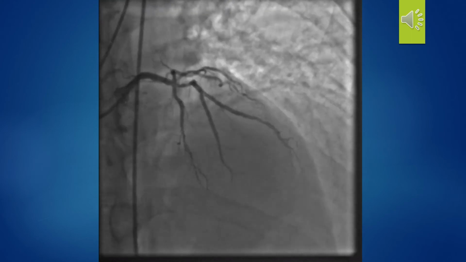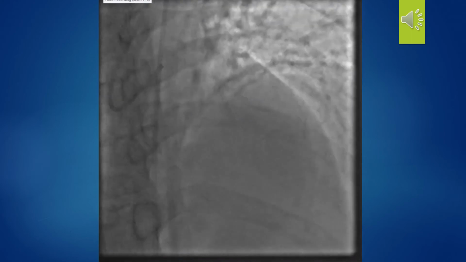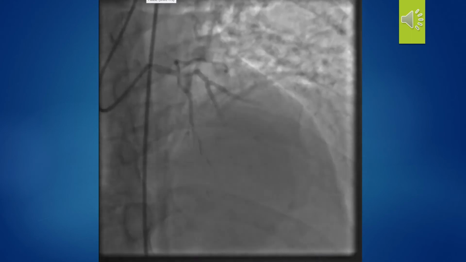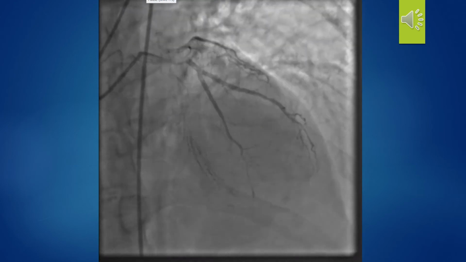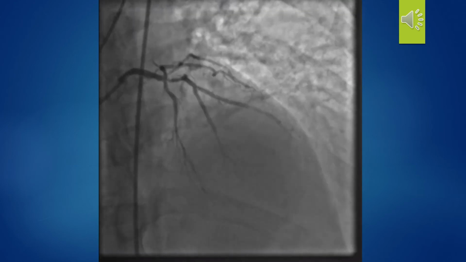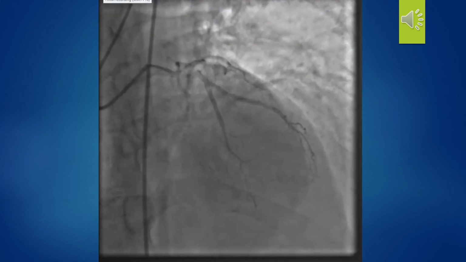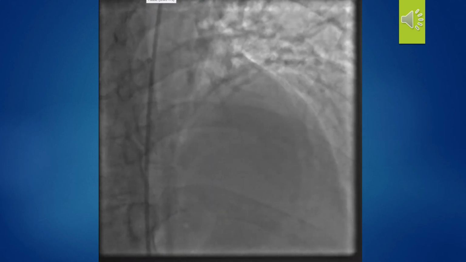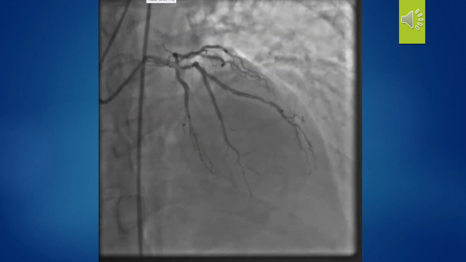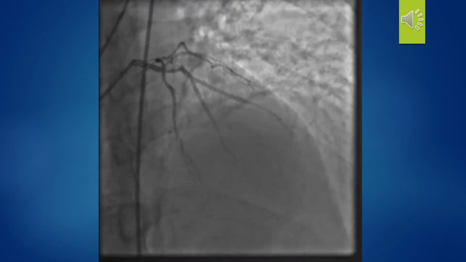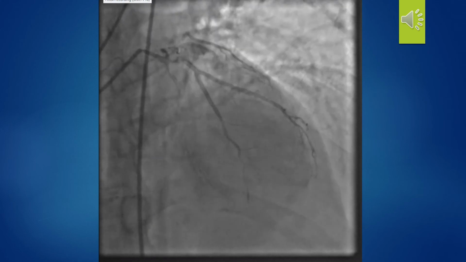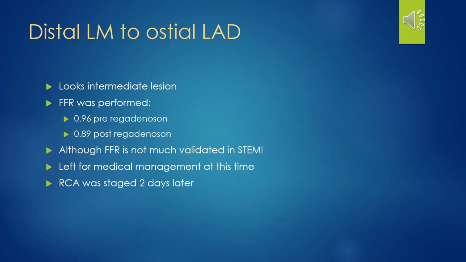There is still a lesion in the ostial LAD which continues in the distal left main as well. I performed an FFR across this lesion which was 0.96 before the regadenoson and 0.89 after the regadenoson at 2 minutes. Left that for medical management. Although FFR is not validated in the STEMI, we still decided to leave it alone at this time because it looked more like an intermediate lesion.